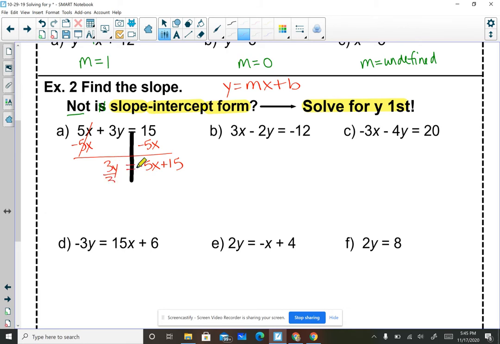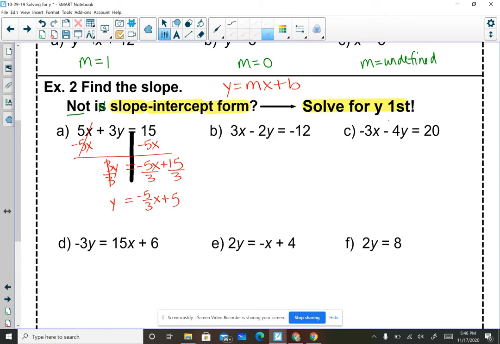So our last step is going to be to divide by 3 from each term. So you have to divide by 3 from each term. So you're going to divide it there, and we get y equals negative 5 divided by 3 is negative 5/3 x. 15 divided by 3 is positive 5.